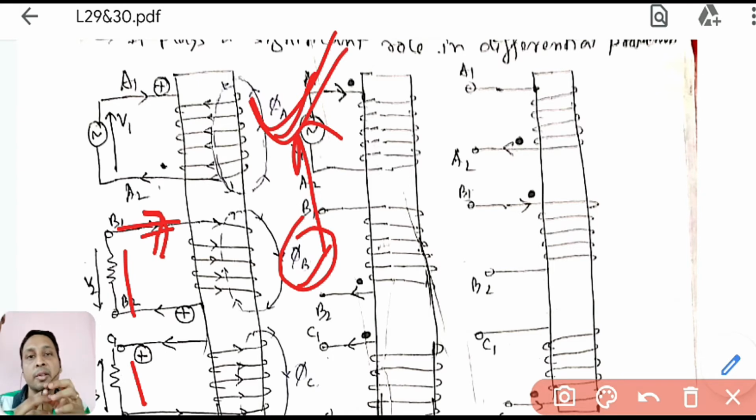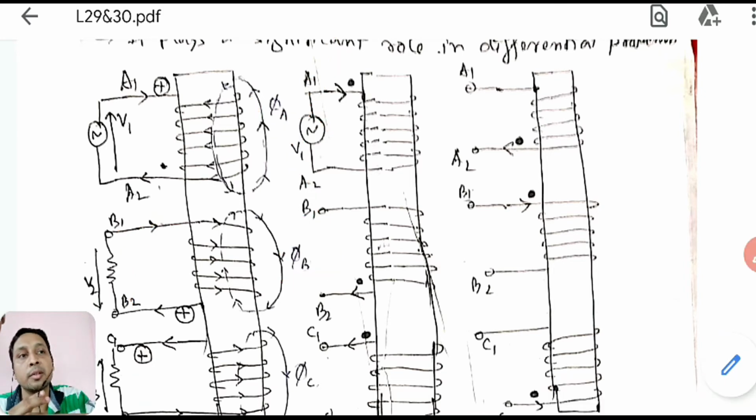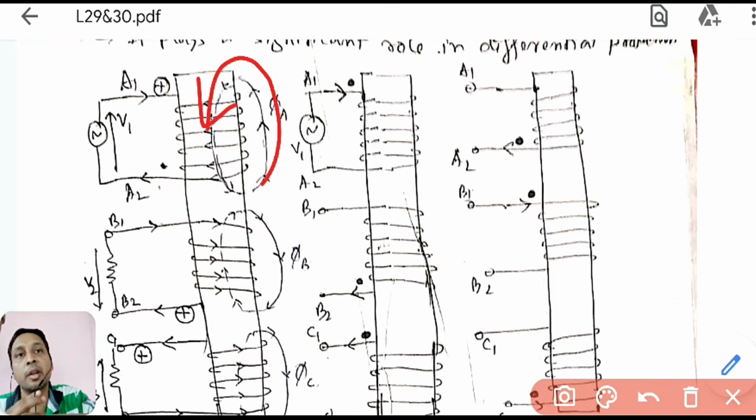This phi B, the flux generated by the current at the B1, B2 terminals, that is the I2 current, will oppose the A1, A2 terminal current, that is the I1 current. Not the current itself, the magnetic field of both the currents should oppose each other, because the second one is the result of the first one. The first one is the cause. So the result will always try to oppose the cause. The earlier flux was moving in this direction, so the flux should now move in this direction, so that it is in the negative direction of phi A.